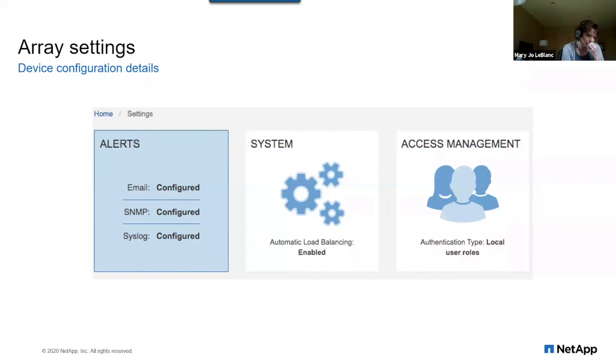For this configuration, we also enabled what is called automatic load balancing. Automatic load balancing is a feature that provides automated I/O balancing, and it ensures that incoming I/O requests from the host are dynamically managed and balanced across both controllers.